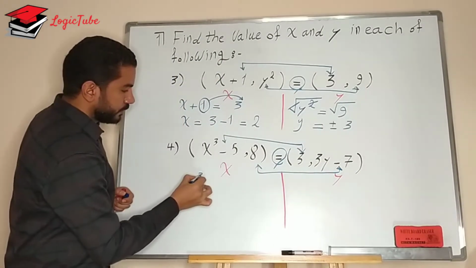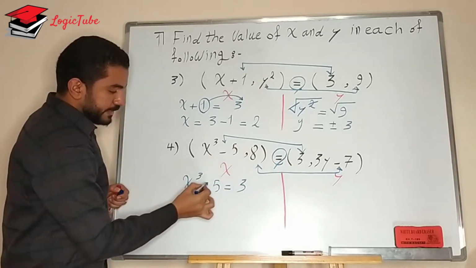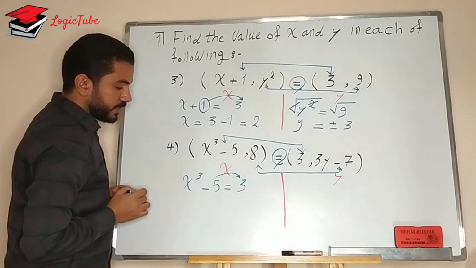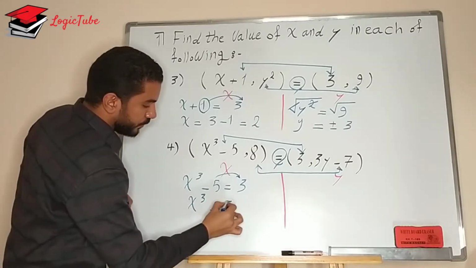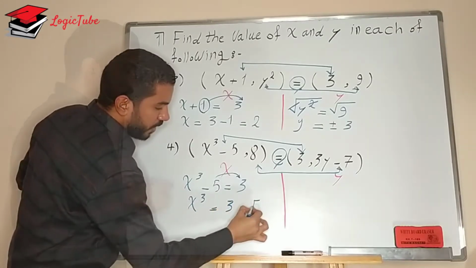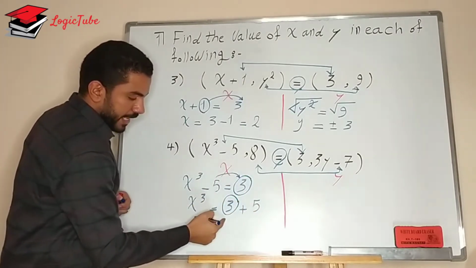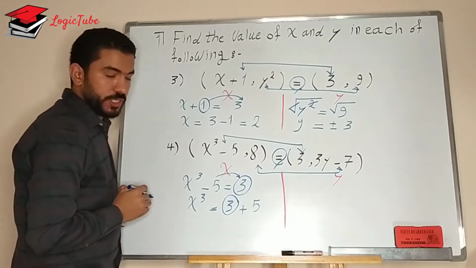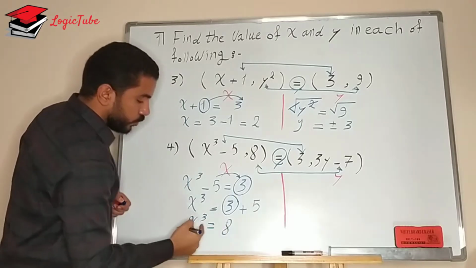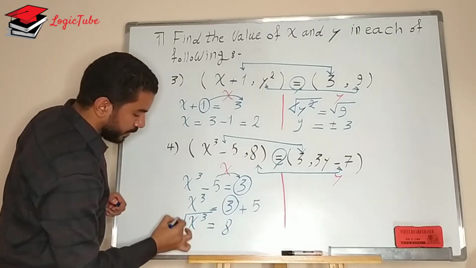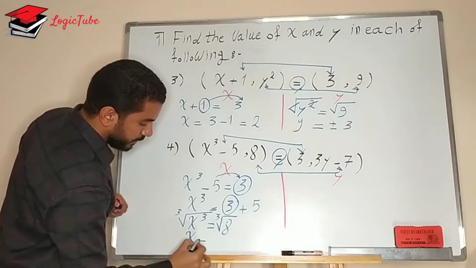x cubed minus 5 equals 3. We'll take this number to the other side by the opposite sign. It'll be x cubed equals 3 plus 5. The first number will be written first, okay? We cannot change the places here. So x cubed equals 8. To remove this power, we'll take the cubic root of both sides. So x will be 2.